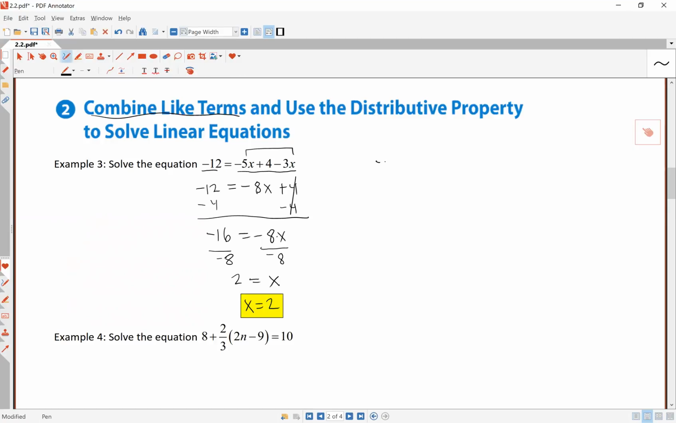Again, we can check this by plugging in 2. Negative 5 times 2 would be negative 10 plus 4, and negative 3 times 2 would be negative 6. Negative 10 plus 4 is negative 6, minus 6 is negative 12.